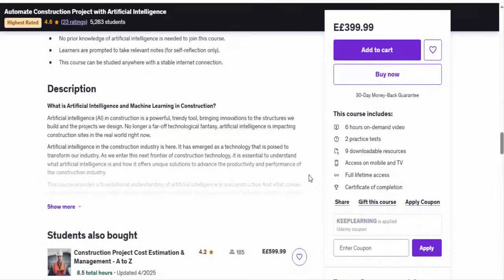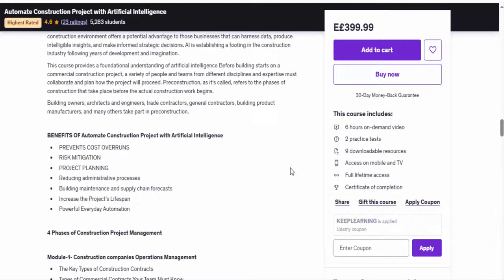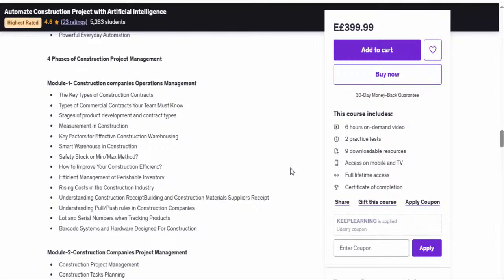AI is establishing a footing in the construction industry following years of development and imagination. This course provides a foundational understanding of artificial intelligence before building starts on a commercial construction project. A variety of people and teams from different disciplines and expertise must collaborate and plan how the project will proceed.